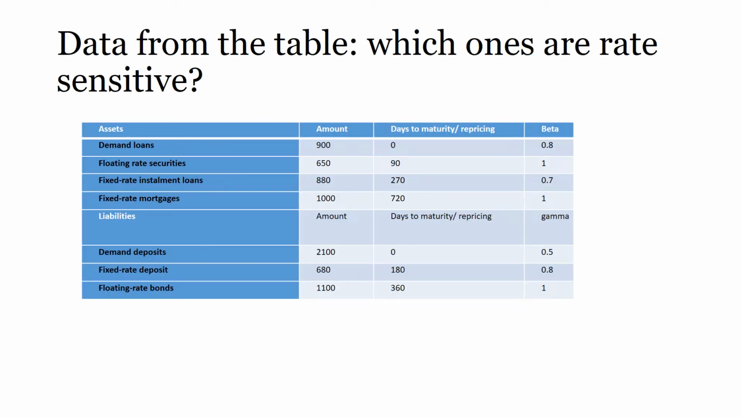If you look at the table given in the exercise and you want to identify which assets and liabilities are rate sensitive, the first thing you can do is to look at the name. Floating rate securities means that the rate changes every day. It's rate sensitive, that's obvious. Floating rate bond, same thing. The interest rate paid on the bond changes every day, every week, but it changes, so it's rate sensitive.